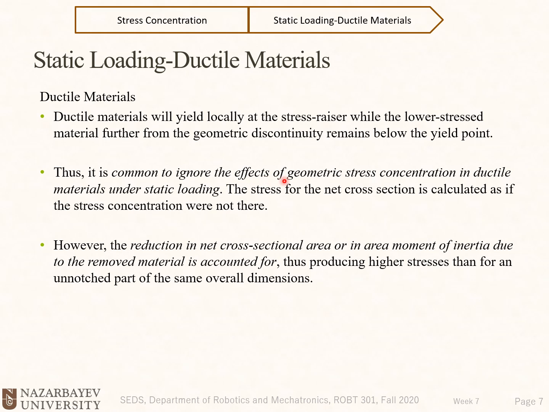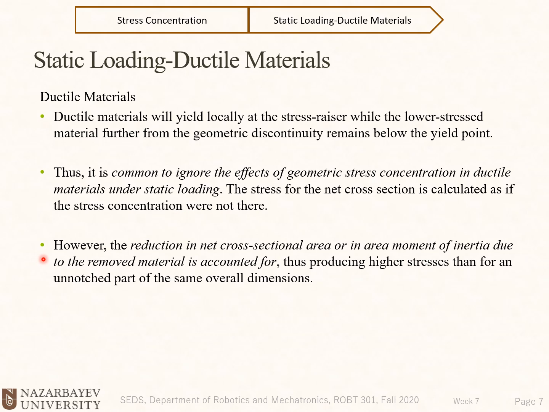Thus, it is common to ignore the effect of geometric stress concentration in ductile materials under static loading. Why? Because stress goes beyond the yield point, and then we will have a local plastic deformation. That plastic deformation will release the stress concentration. The stress for the net cross section is calculated as if the stress concentration were not there. So for the ductile material under static load, we could ignore stress concentration.